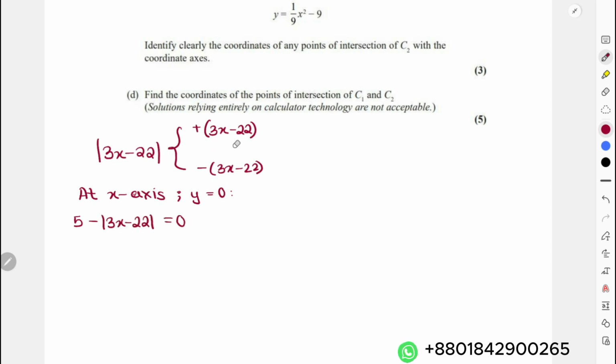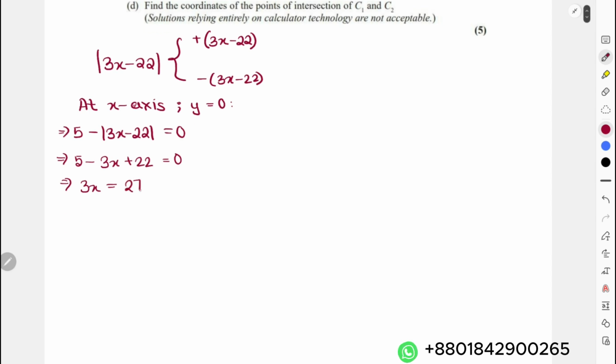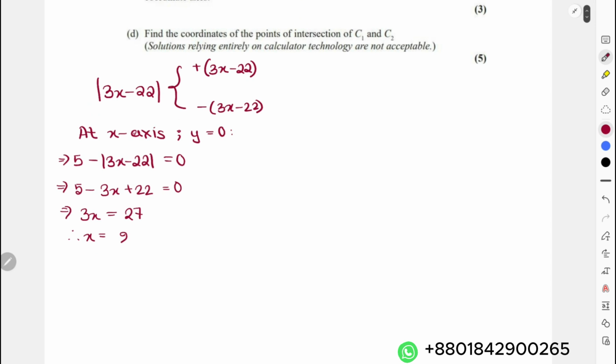If you're taking the positive function here, then this one will become minus, because plus and minus will eventually make this entire function negative. So you have to work with 5 minus 3x, minus minus is positive 22, equals 0. So you end up getting 3x equals 27, right? So you get the value for x as 9. 27 over 3 is 9.